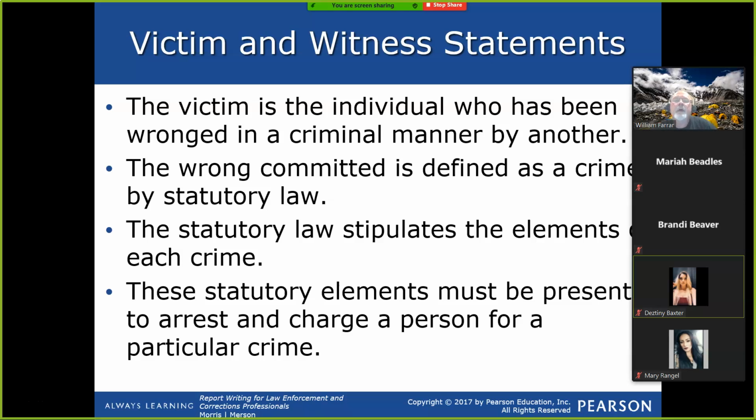The victim, like I said, is the person who has been wronged in a criminal manner by another. So they've been victimized by somebody. And the wrong that we're talking about is defined typically as a crime by statutory law. And just quickly, if you've been in my criminal law class, you know this, but when I talk about statutory law, what do I mean?